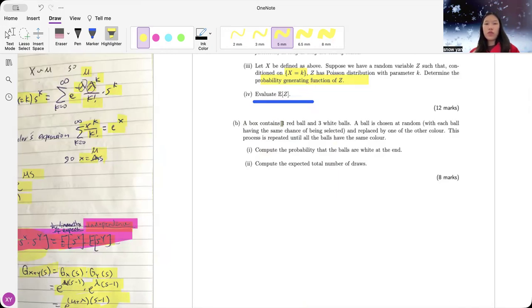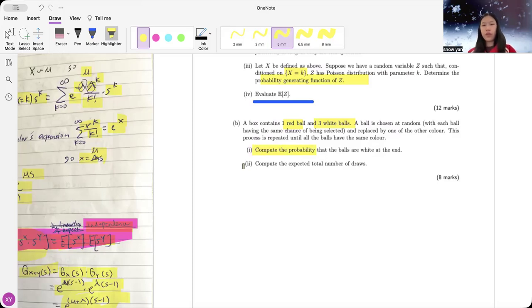A box contains 1 red ball and 3 white balls. A ball is chosen at random, with each ball having the same chance of being selected, and replaced by one of the other color. This process is repeated until all the balls have the same color. So in part 1, we're asked to compute the probability that the balls are white at the end.